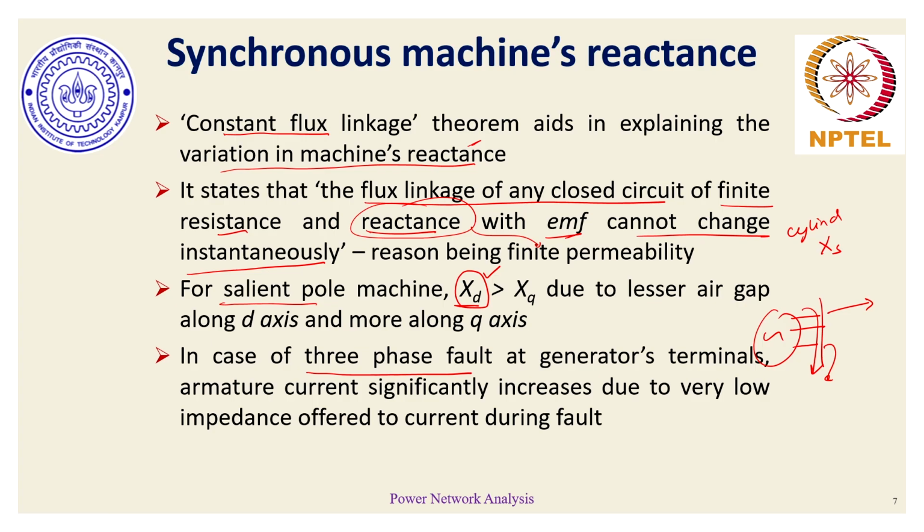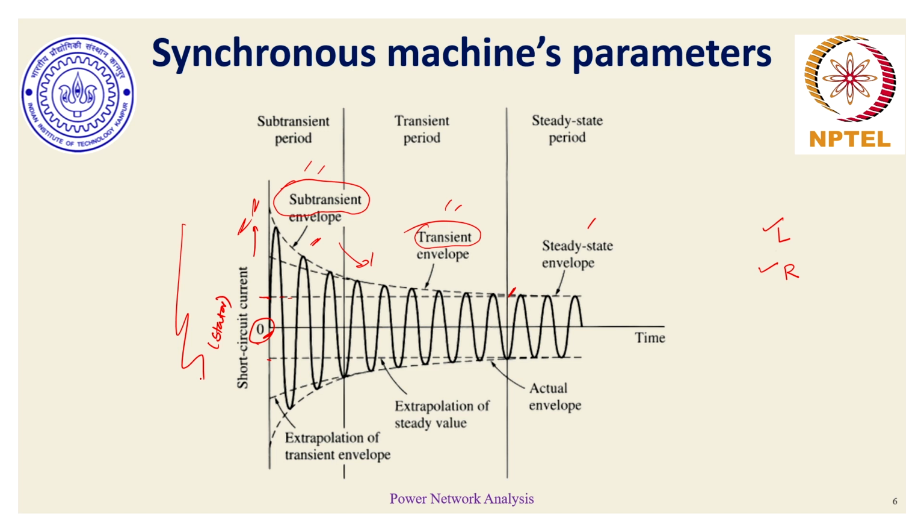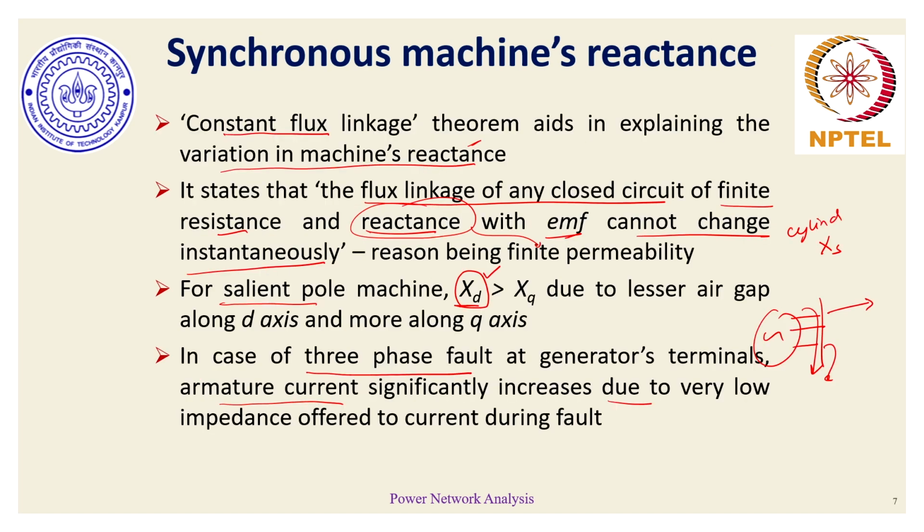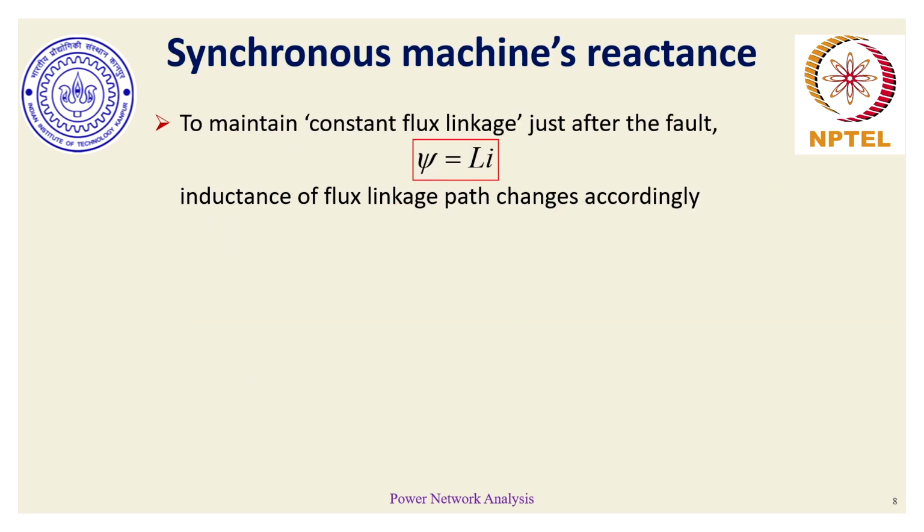And since I have given the assumption that the armature current increases significantly, assuming that the armature current tends to follow this particular envelope on slide 6, we'll try to understand why the machine reactance tends to have this variation by understanding the constant flux linkage theorem. So as per constant flux linkage theorem, numerically we can state that the flux linkage psi is a function of L and I. And if during subtransient period the value of I is at its maximum, it is imperative that by constant flux linkage theorem, where flux linkage cannot change instantaneously, the associated L would be at its minimum during the subtransient period.